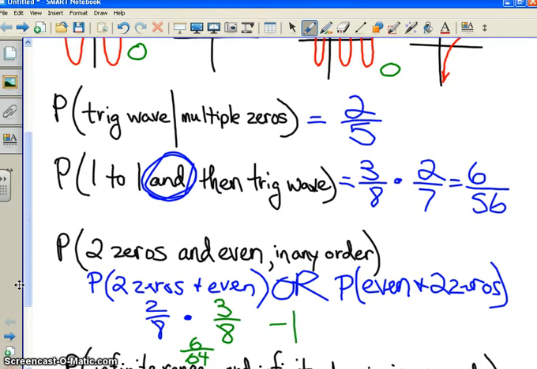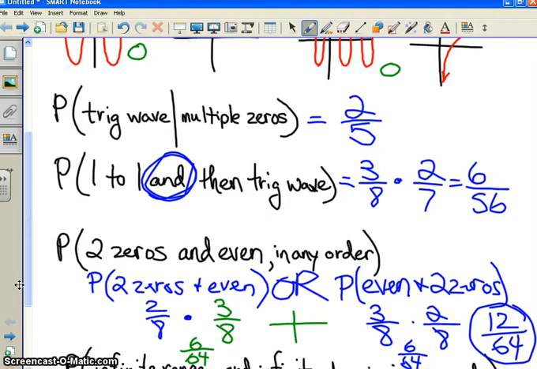Or, which means plus sign, we could go the opposite order. We could pick any one of the 3 evens first, 3 out of 8 that are even, and then any one of the 2 that have 2 zeros second, which would be also 6/64. So if there's 6 out of 64 ways to get 2 zeros and even, and 6 out of 64 ways to get even and 2 zeros, altogether we have a 12 out of 64 chance when we add 6/64 and 6/64.